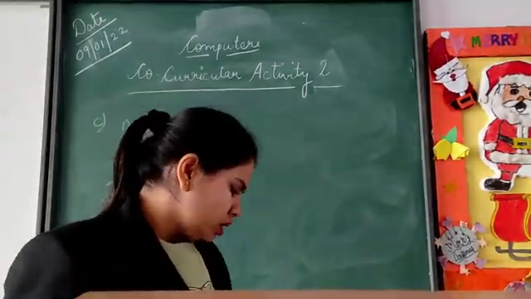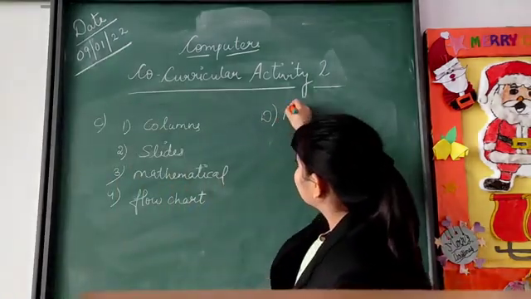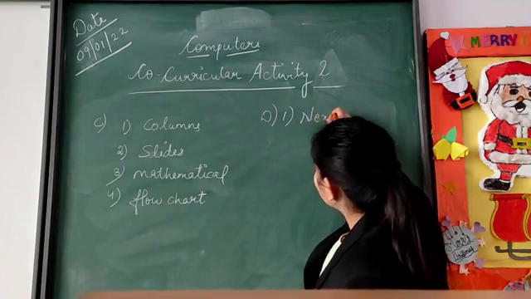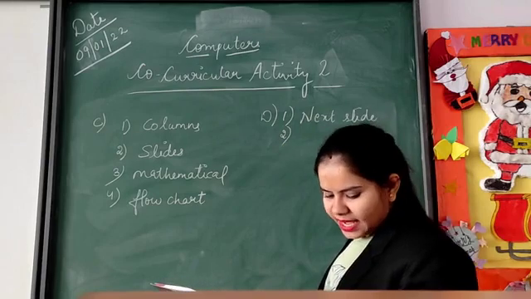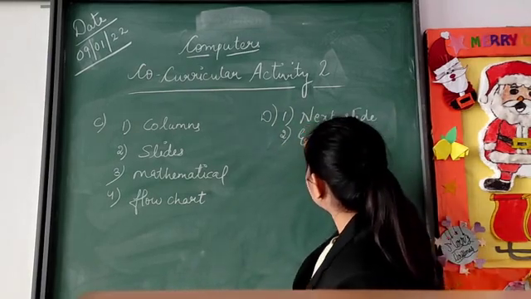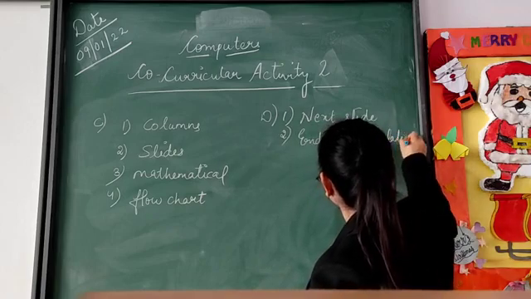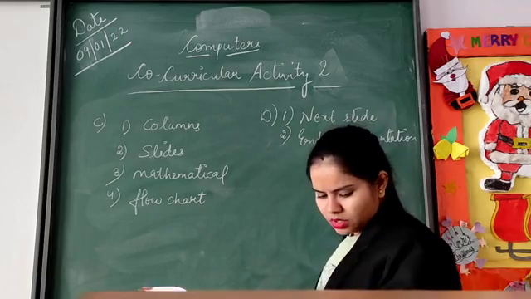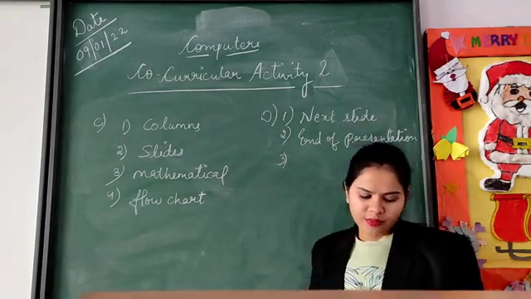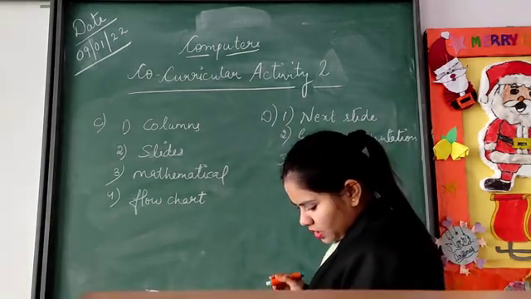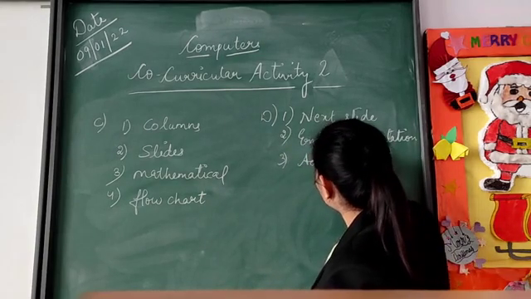Page down. Page down means moving towards the next slide. So D part answer also I am writing. Page down, next slide. Control plus end, end of the presentation. This is the shortcut key to end any presentation. Control plus M. In order to add a new slide to our presentation, we are using this shortcut key. So the answer is add new slide.